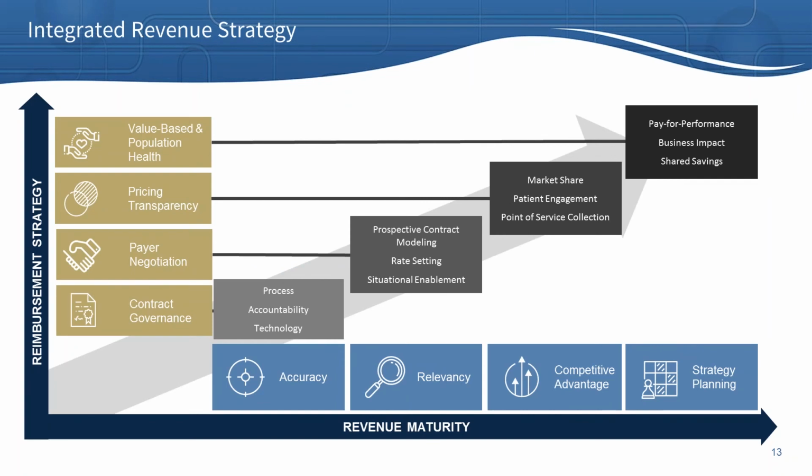So when we talk about contract governance, we're really talking about, am I getting paid what I should be? Where am I being underpaid? Where am I being denied? How does Blue Cross compare to UHC or Aetna? What are my overturn rates or success rates? And really understanding this information is critical to moving up on the maturity matrix.